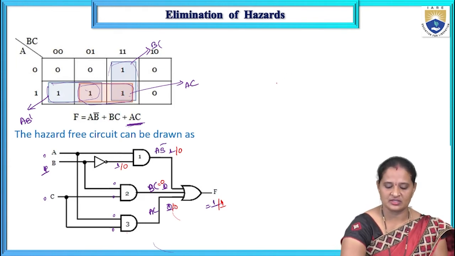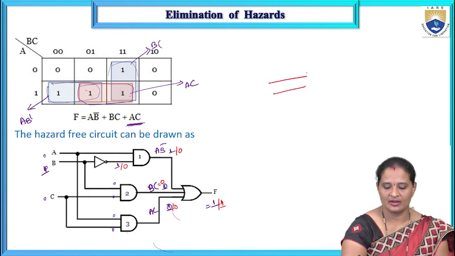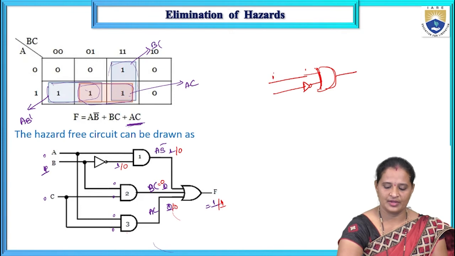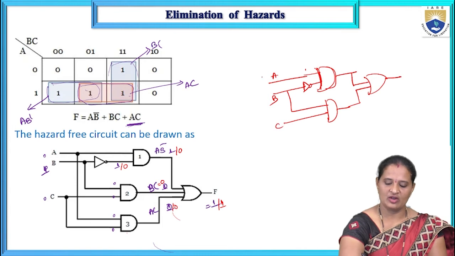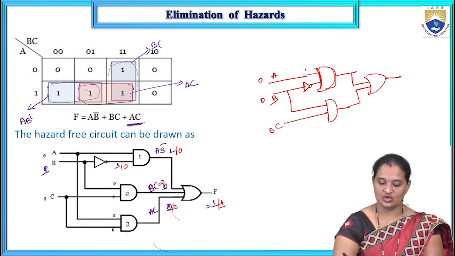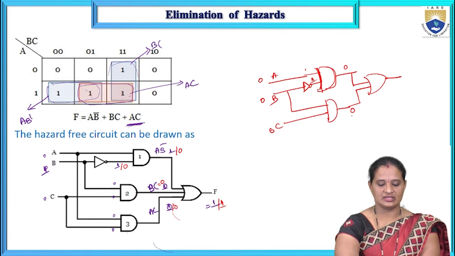If you look at the previous circuit, what was the previous circuit? A B bar, A B and B C. So this was the function. Now let us consider 0, 0, 0. So now what is happening? The output of this AND gate becomes 0, whereas the output of this AND gate is also 0, and this AND gate is also 0 here.